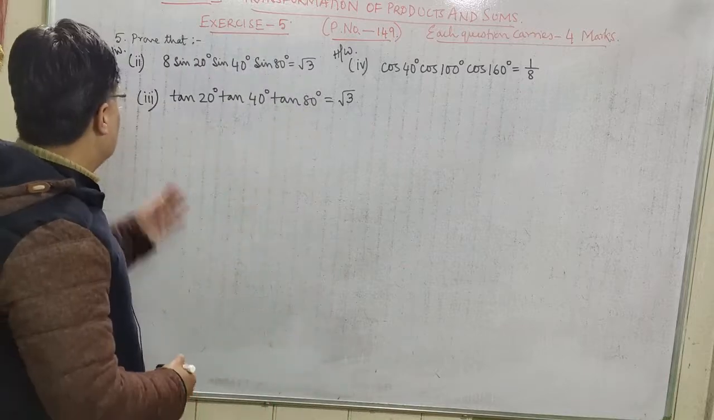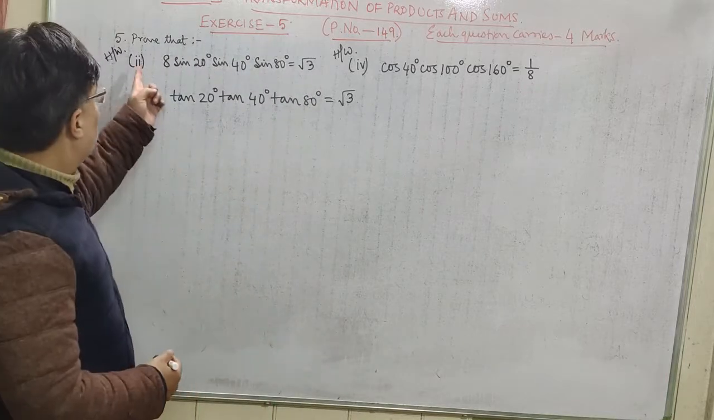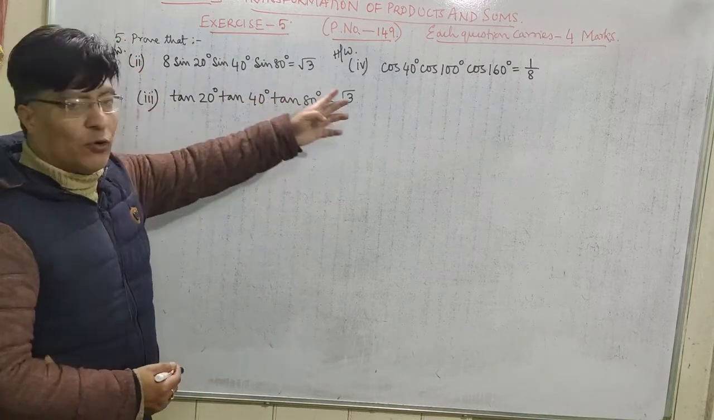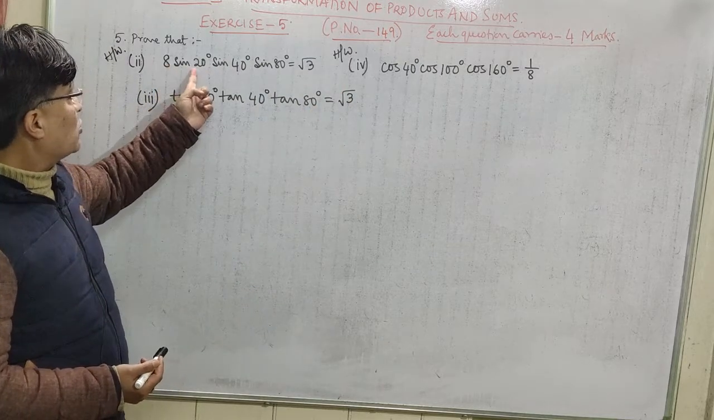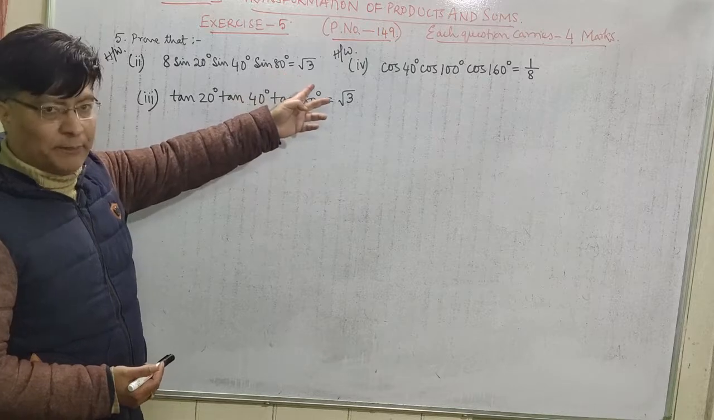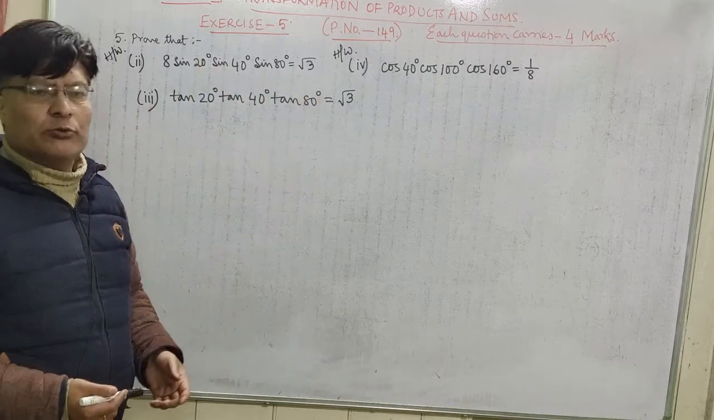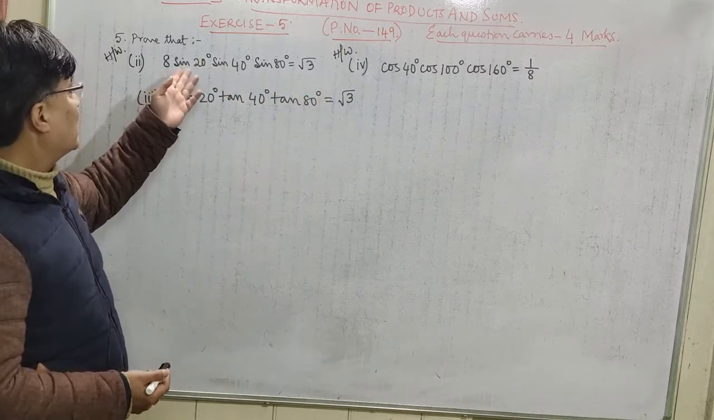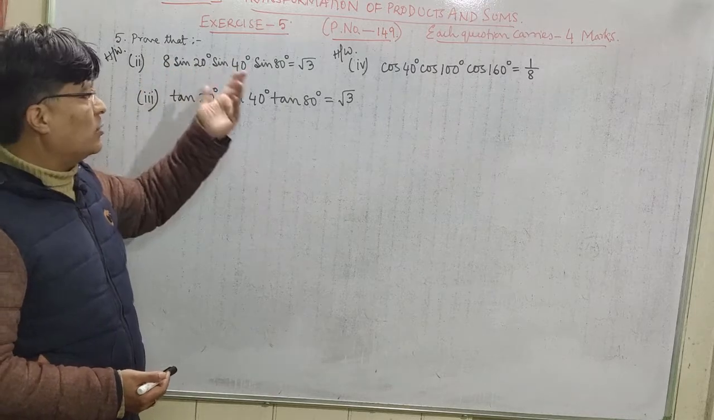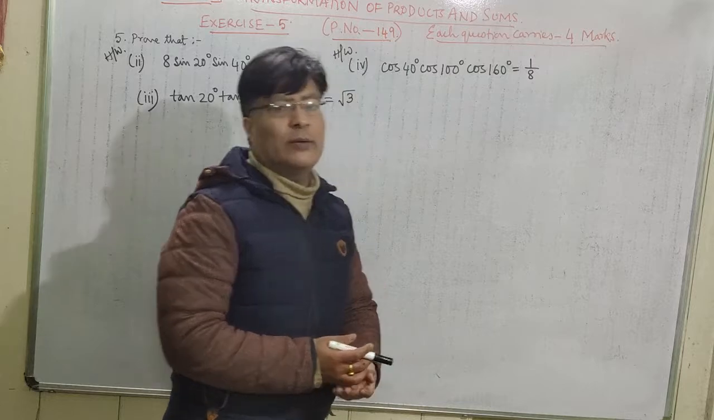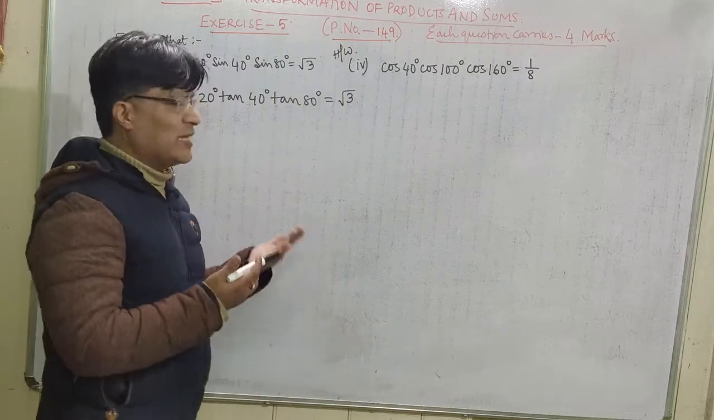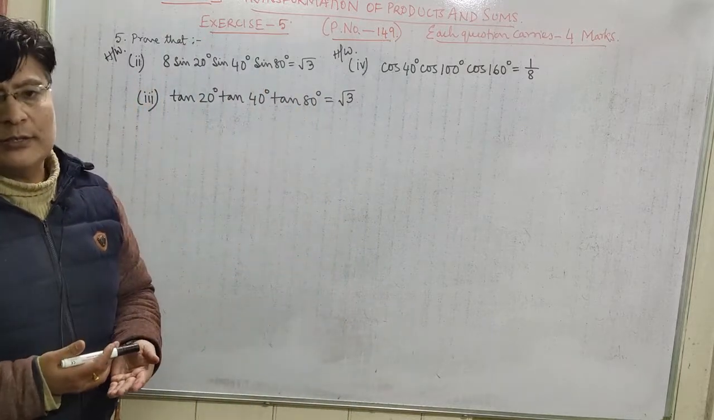So now let's do this question number 3. These number 5, number 2 and number 4 are your homework. You can do it. You have to prove number 2, 8 sin 20 sin 40 sin 80 is equal to √3. So here also you can use the formula of 2 sin A sin B. So we can take that 2 from 4. Okay, so you can do it. And this also, cos 40 cos 100 cos 160 degree is equal to 1/8. You can use the same method as we have done in the previous problem.